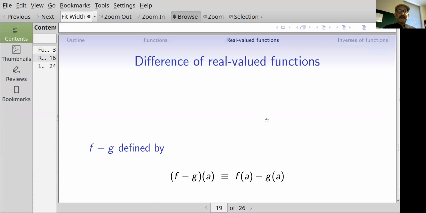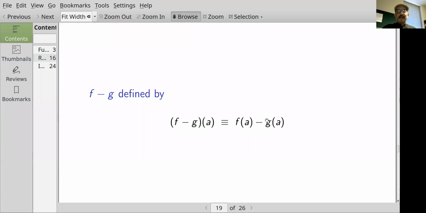Okay, what about the difference? Well, if F and G have the same domain, which is a subset of the reals, and they're mapping to some subset of the reals, then we have a function F, we have a function G, we define a new function, F minus G. Now, that new function F minus G is the one such that when F minus G acts on a, it gives us f of a minus g of a.